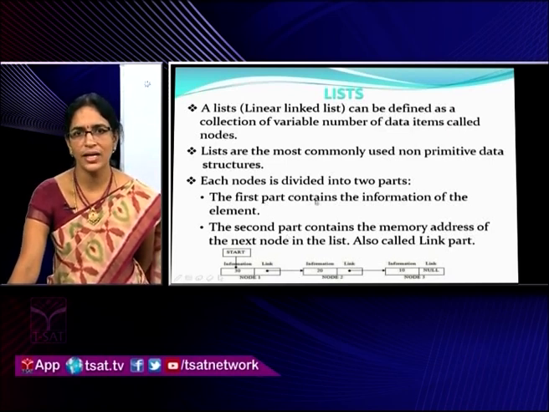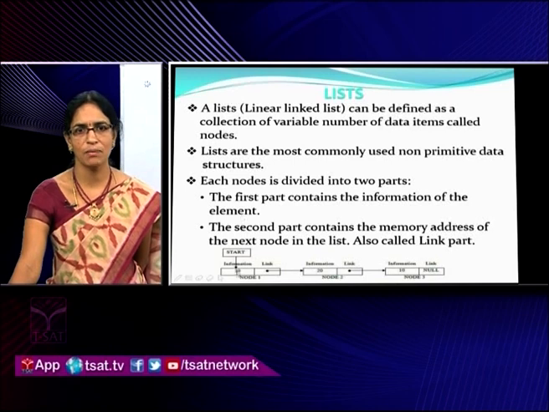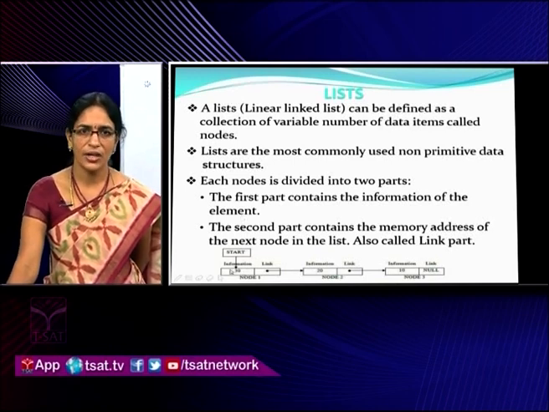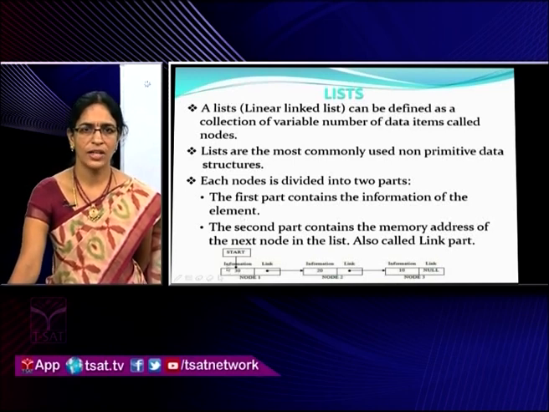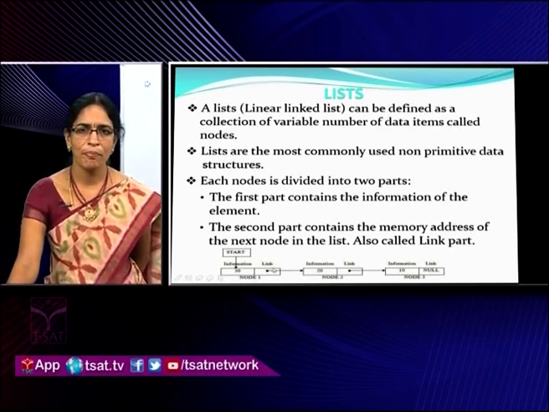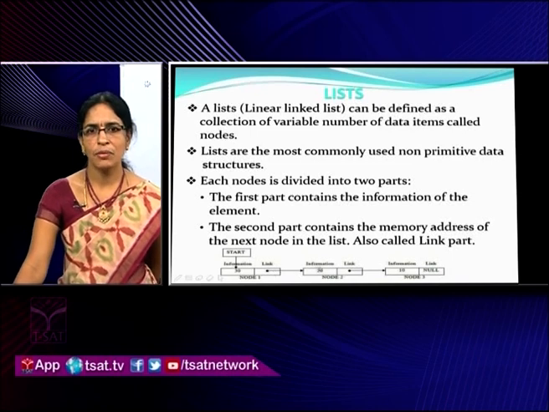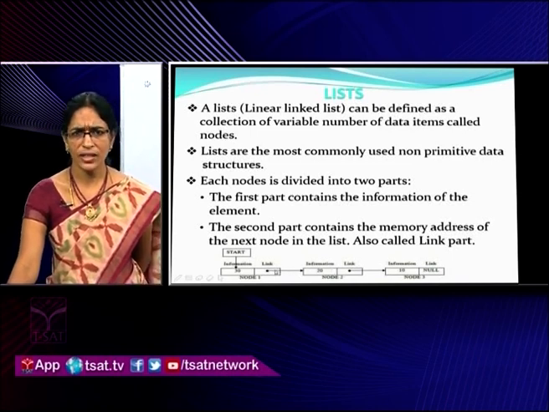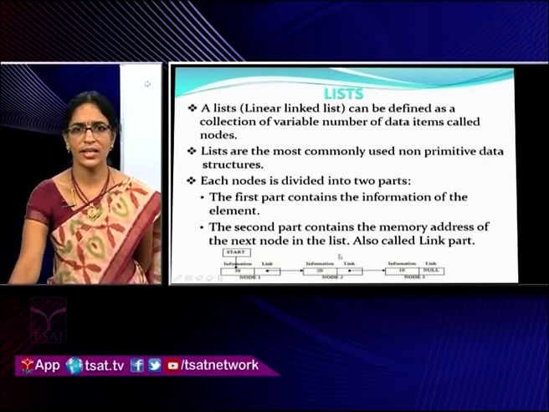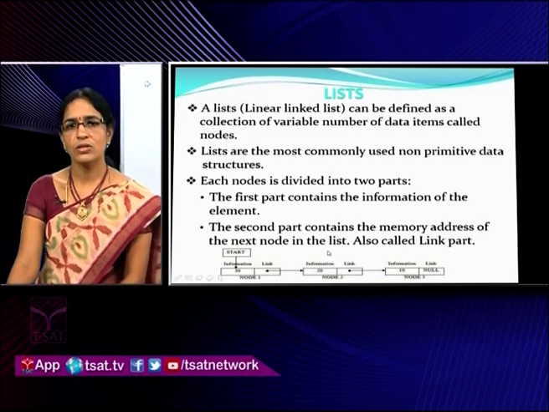One is the information part and the other one is the address part. The first part contains the information of the element, that means whatever data you have to store. And coming to the next part, it contains the memory address of the next node. It points to the next node's address where that is stored. This is also called the link part.